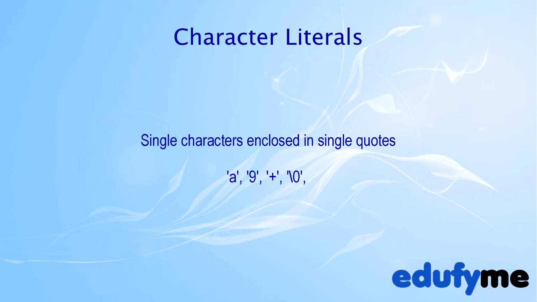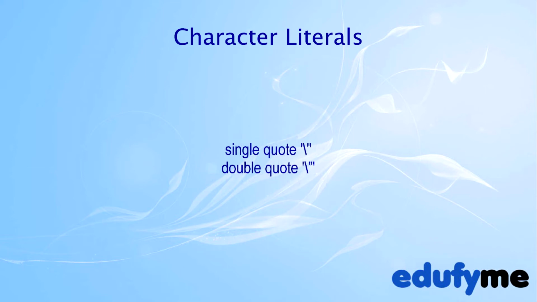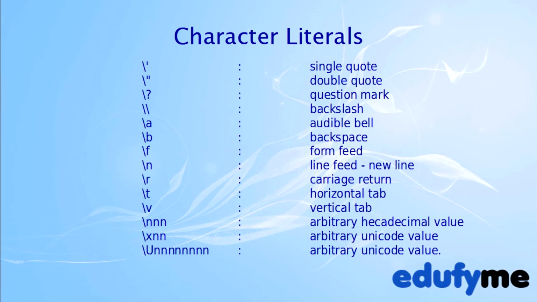Character literals contain single character enclosed in single quotes, like A, 9, etc. It denotes a single character. C++ also supports non-graphic characters which cannot be typed directly from the keyboard, like backspace, tab, or carriage return. To represent these characters, we use escape sequence. That is, we use a backslash with a character to denote them. For example, a backslash with a T represents a tab. Or to denote a single quote, we write backslash single quote within single quotes. Here is a full list of escape sequences in C++.